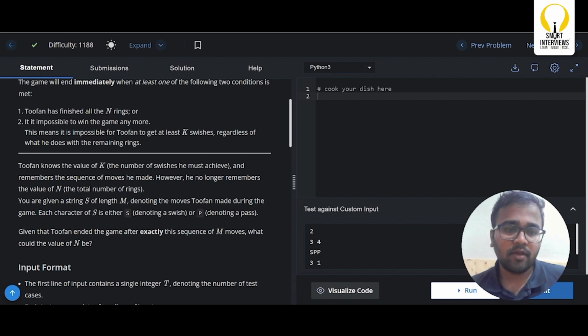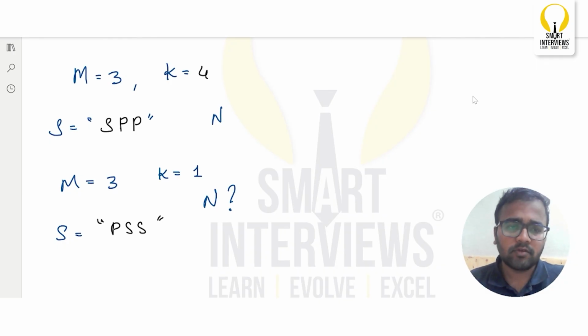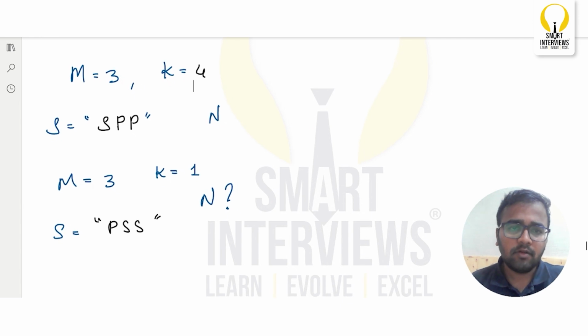Each character of S is either S denoting a swish or P denoting a pass. Given Tufan has entered the game and left after exactly this sequence of m moves, what could be the value of n? So you are given a sequence of m moves, we need to find the value of n. Let us understand this problem by taking an example.